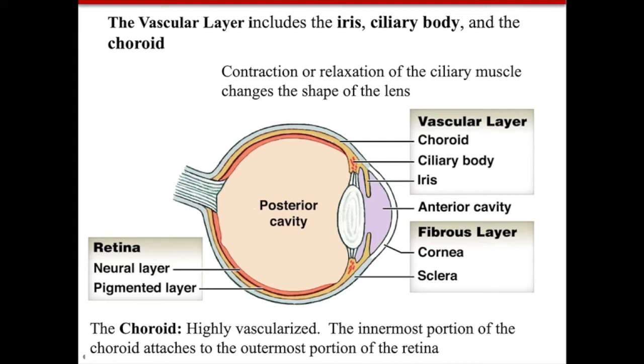Note that the ciliary body has a muscle called the ciliary muscle. The ciliary muscles can contract and relax, and by doing so, they'll give more power to the lens. The lens is represented by that white portion in the middle. So they will relax it or make it more spherical. And that changes the power, how much we can converge.